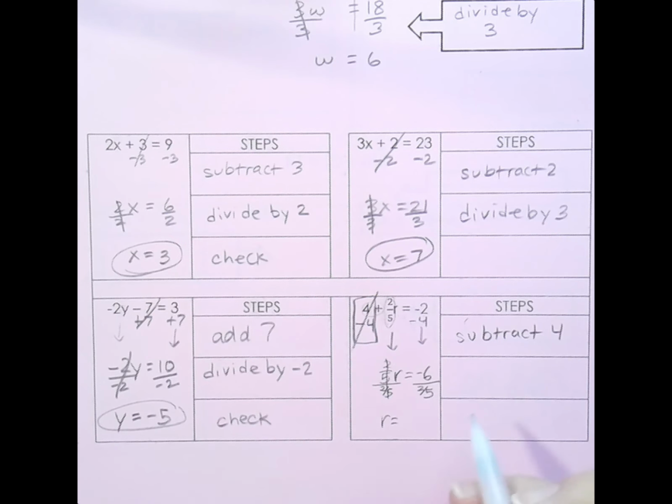Let's see, -6 divided by 2/5, that's the same as -6 times 5/2. I don't have a calculator, so I'm going to have to do it. Looks like that is equal to -15. So divide both sides by 2/5, and you get r equals -15. And then eventually we will check it. So hopefully you did okay with that one. Check the next video for the second page, and then hopefully you'll feel more comfortable that you can do them on your own.